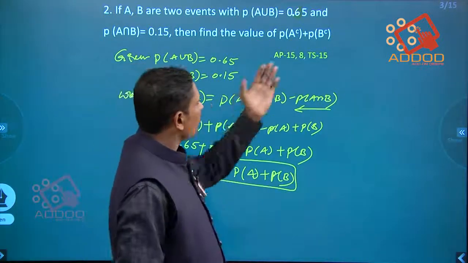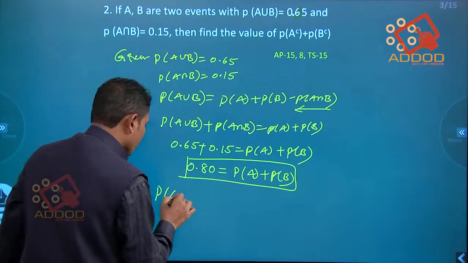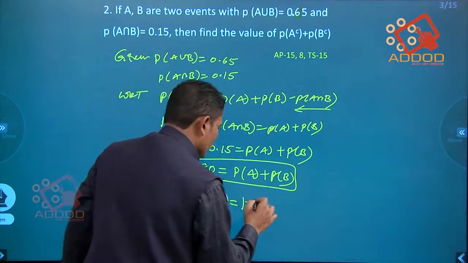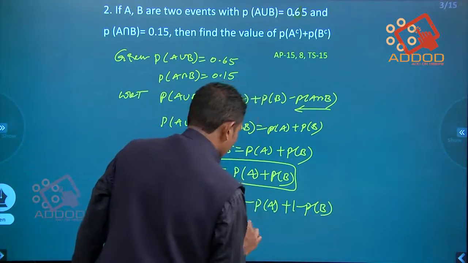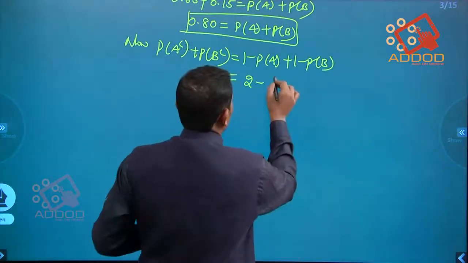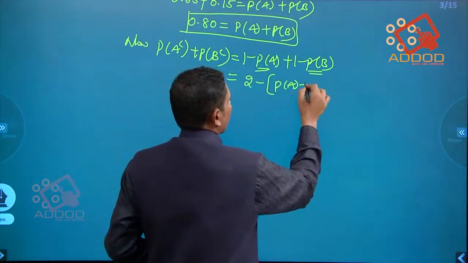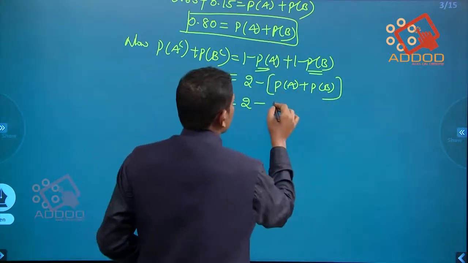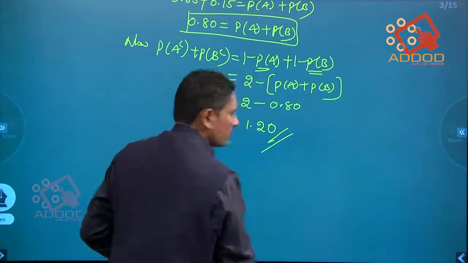Now the question is asking for P of A complement plus P of B complement. P of A complement can be written as 1 minus P of A. P of B complement can be written as 1 minus P of B. 1 plus 1 will be 2. Remaining two terms, I can take the minus common. That is nothing but P of A plus P of B. Already we have found the value of P of A plus P of B is 0.80, so 2 minus 0.80 is nothing but 1.20, which is the required solution.